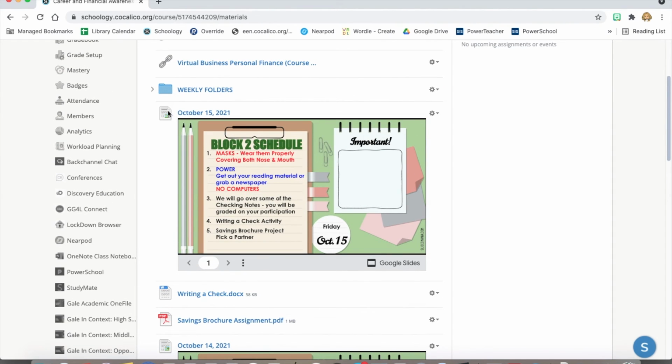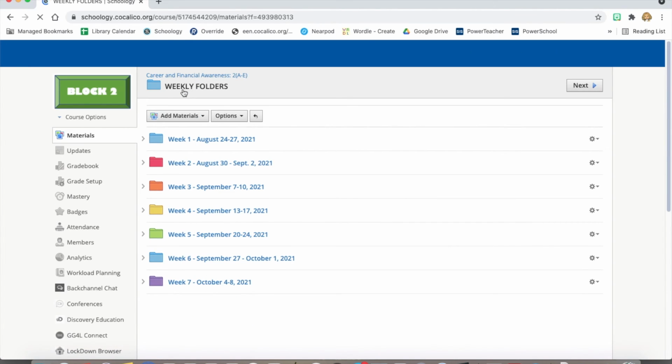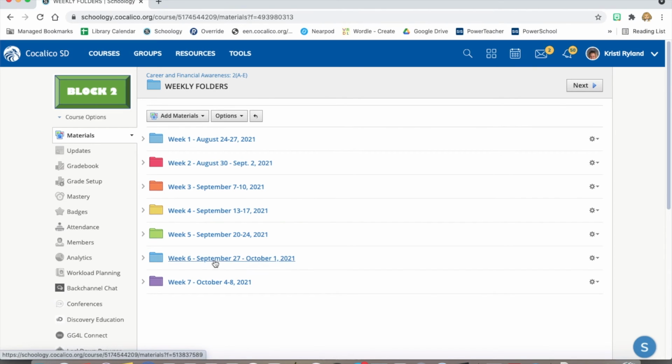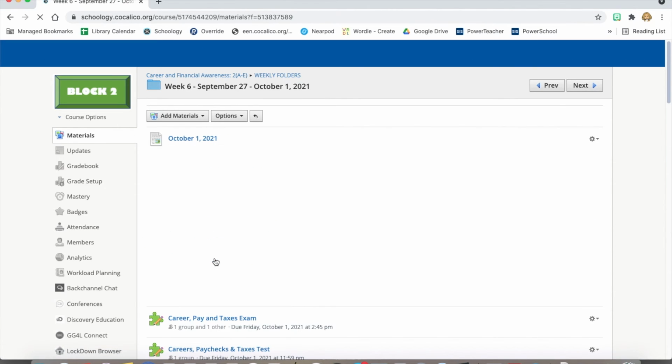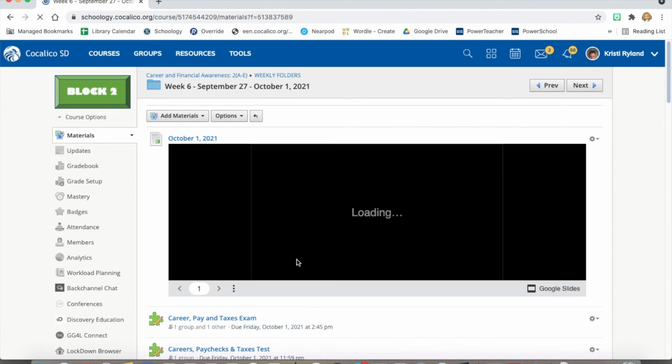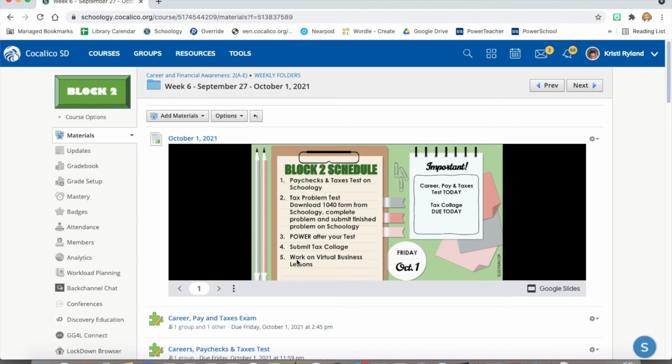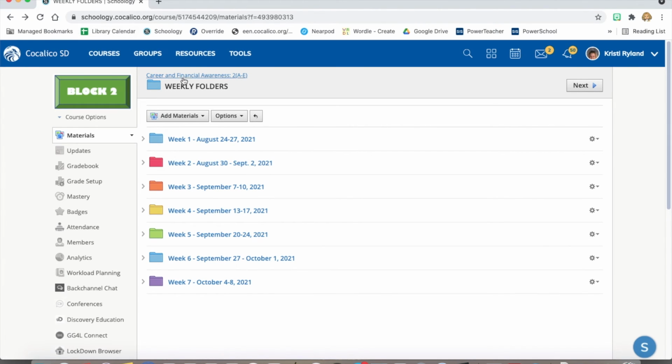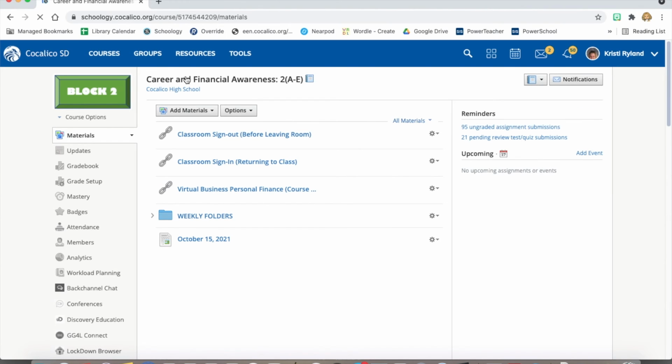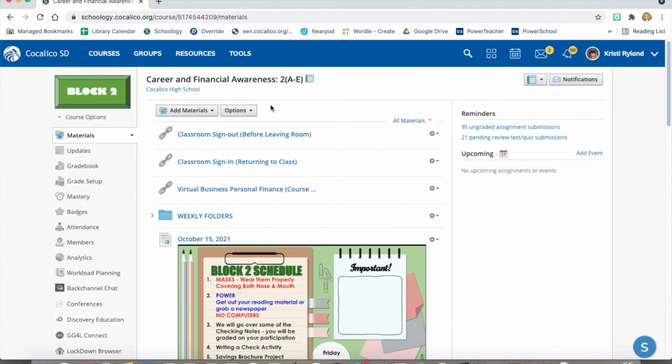Once the week is over, I organize them into weekly folders. So if a student was absent or is missing something from a previous week, they can simply come into that weekly folder and see what happened on the day that they were absent. I do that at the end of each week so that they know where to find materials that they missed from a previous week when they were absent. So this is how Schoology works.